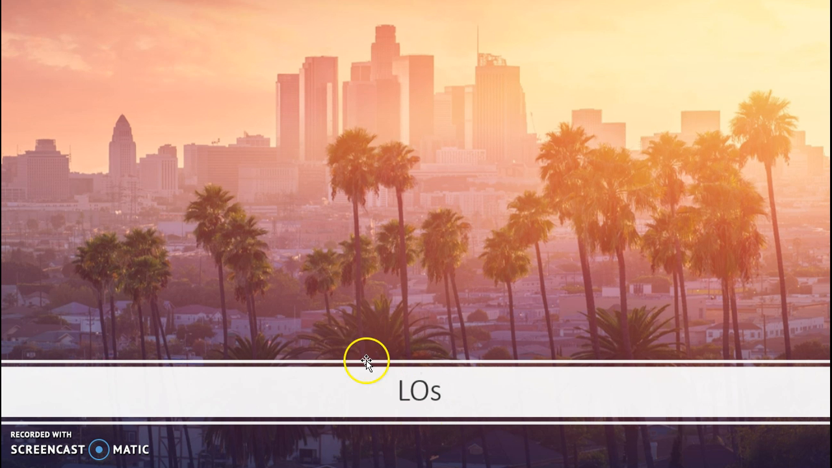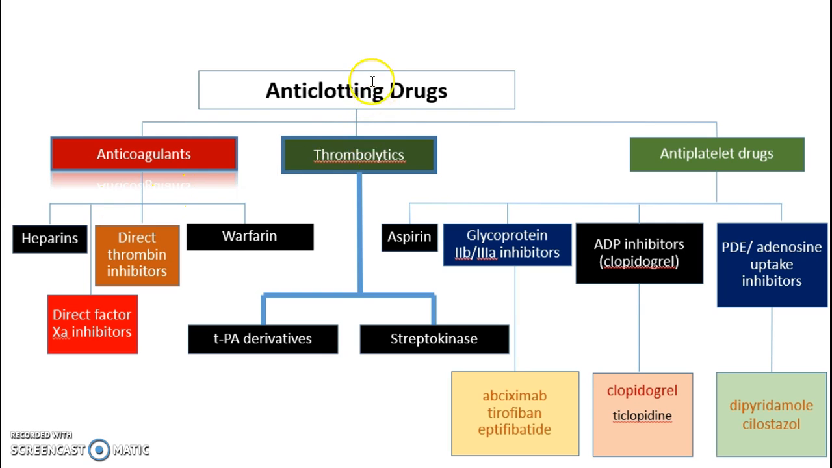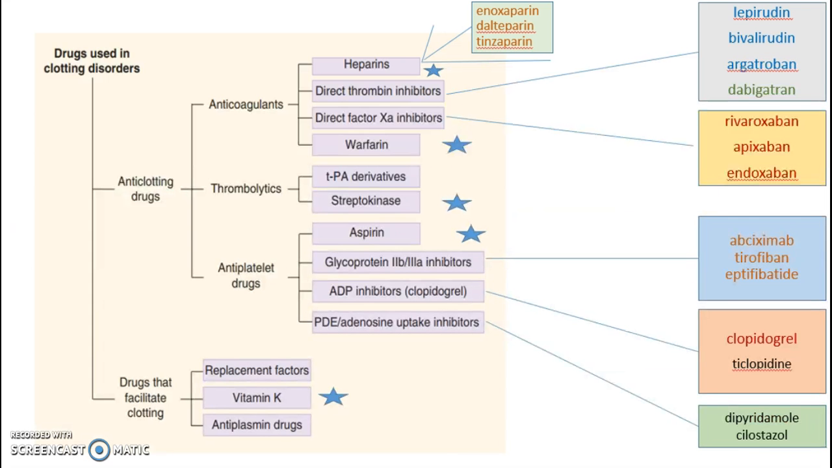So learning objectives, that will be clear after a few slides to come. So we have anti-clotting drugs. Actually, we might divide it into two: drugs for coagulation. There are two main groups: anti-clotting drugs, which will be the bulk of today's talk, and drugs that facilitate clotting.